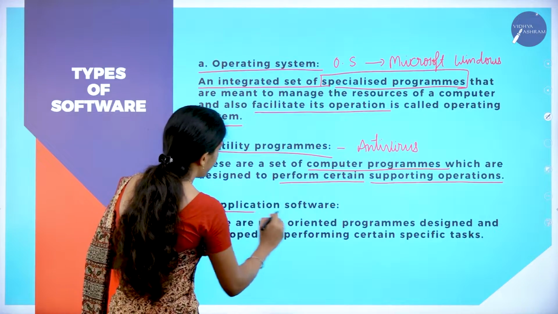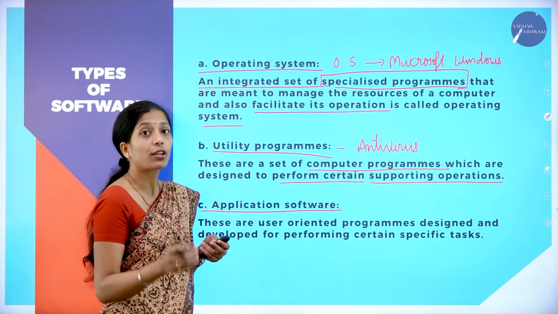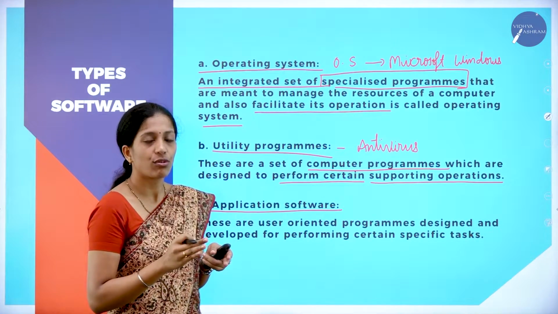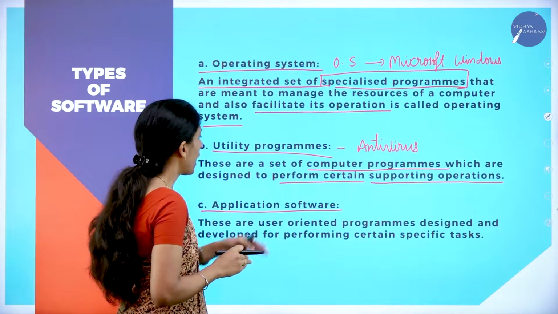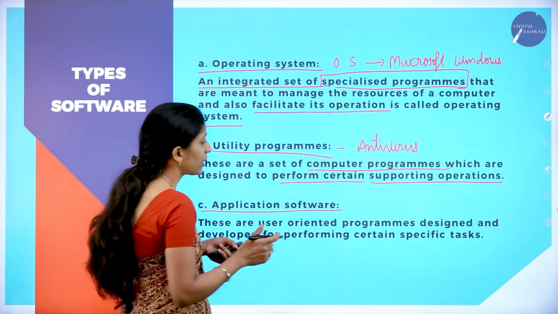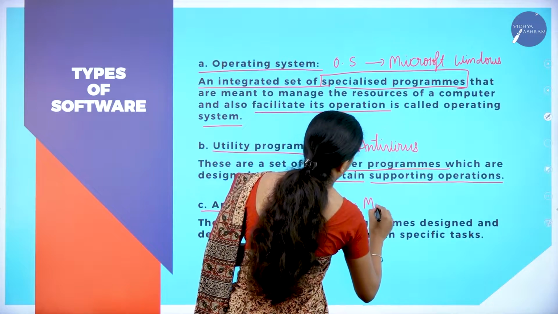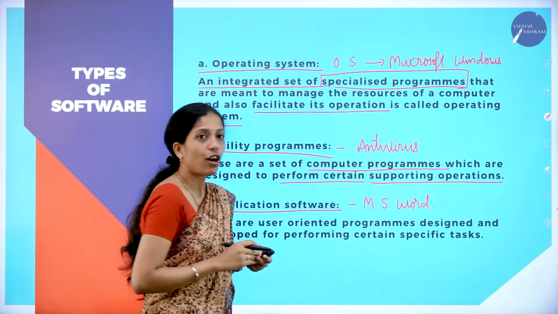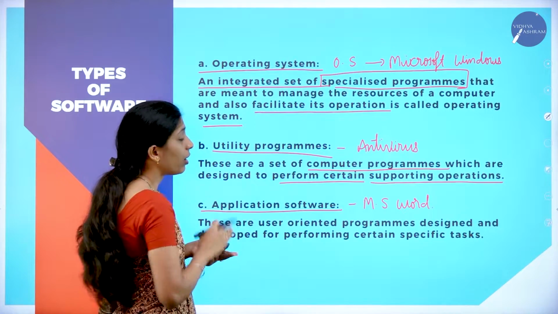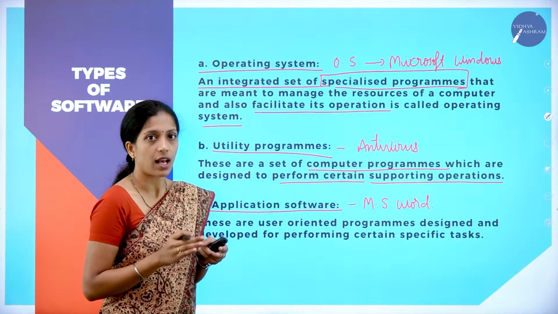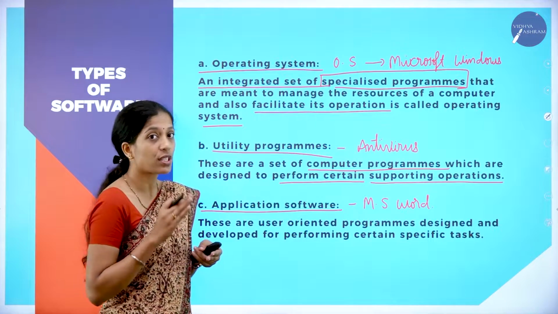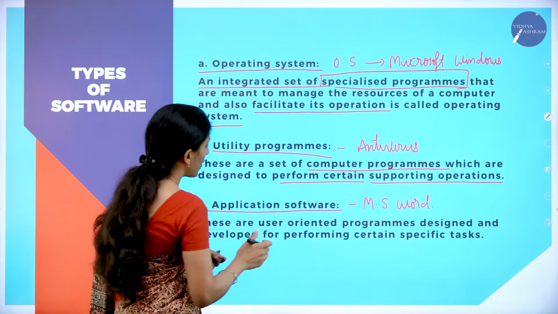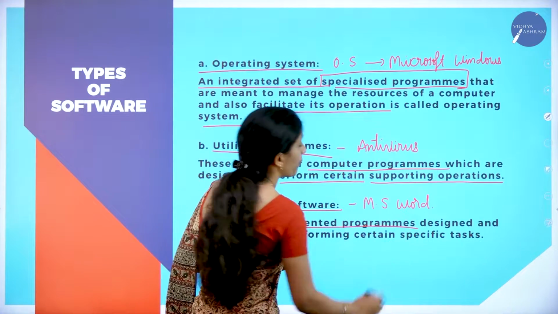Next one is application software. In order to perform a specific task, certain programs will be used. They are termed as what? Application software. The best example is MS Word. In order to perform a specific task, certain programs will be used. They are termed as what? Application software. These are user oriented, so it depends upon the user.